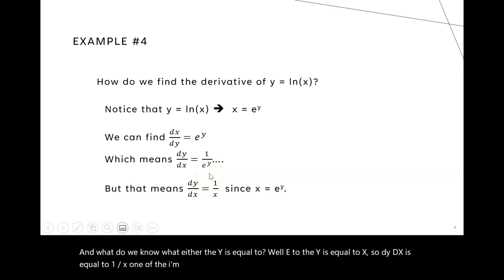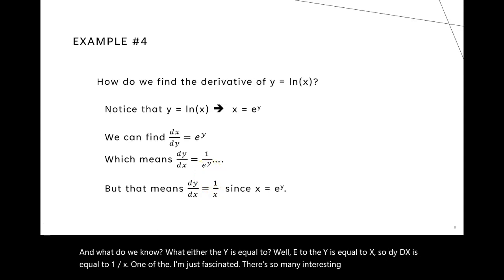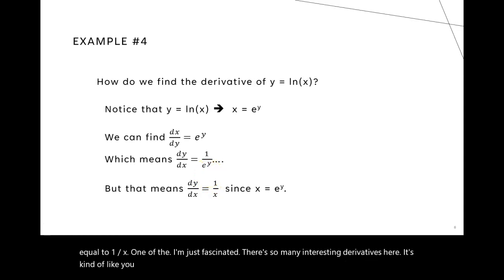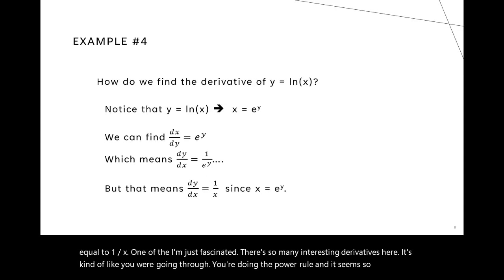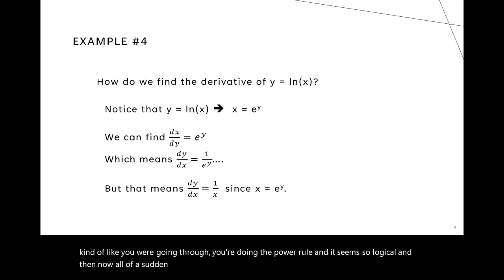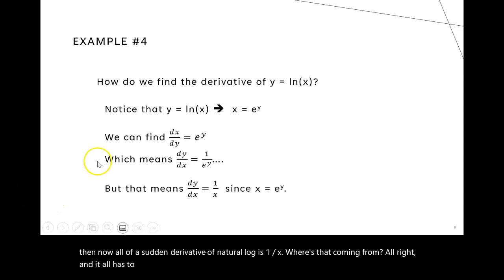I'm just fascinated. There are so many interesting derivatives here. It's like you're going through, doing the power rule, and it seems so logical. And then all of a sudden, the derivative of natural log is 1 over x. Where's that coming from? And it all has to come from our idea of what an inverse is.